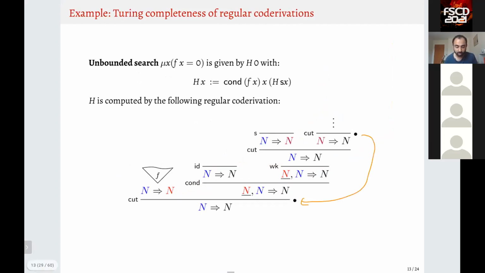If we go back to the example of unbounded search, there is no such thread. So if we try to follow this one, the blue one ends up here. The red one ends up disappearing. And now we're left with a new n here. So there is no infinite thread that supports this infinite branch. And so this one is not progressing.